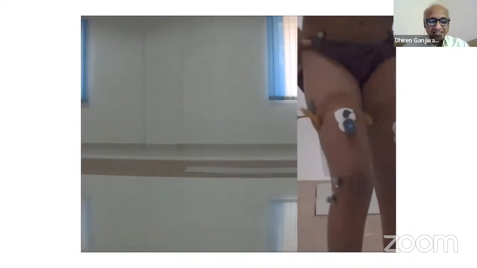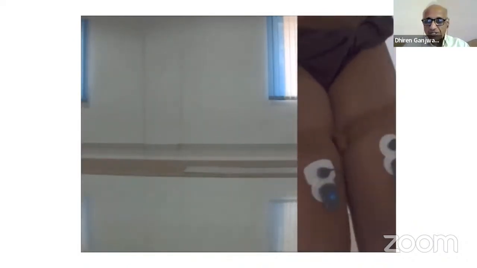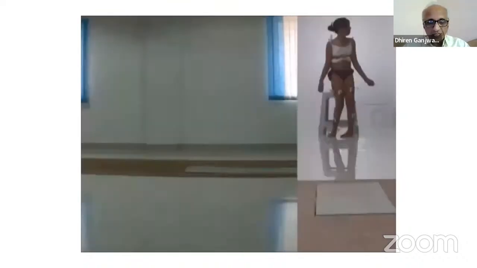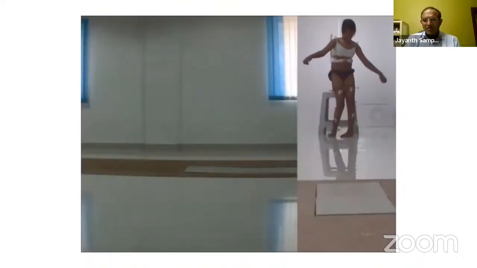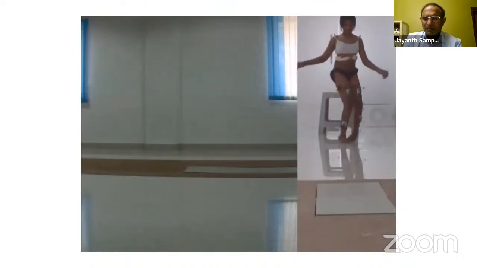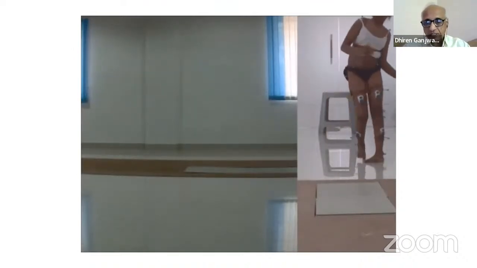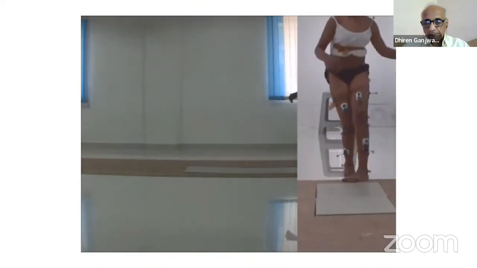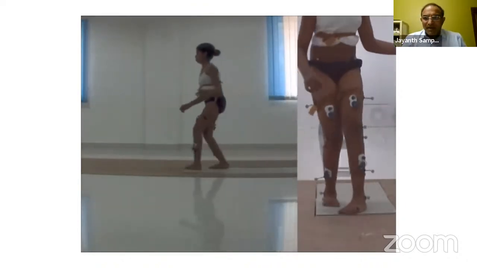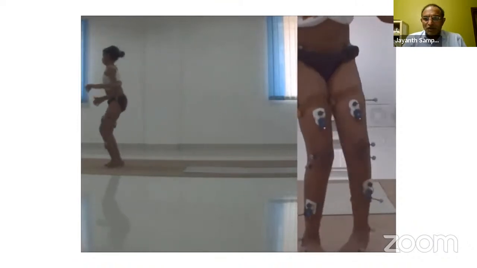Yeah, there is crouch gait in both the limbs. The right is more than the left. But there is a crouch gait all throughout the gait cycle. Any comment on the pelvis and trunk and shoulders?